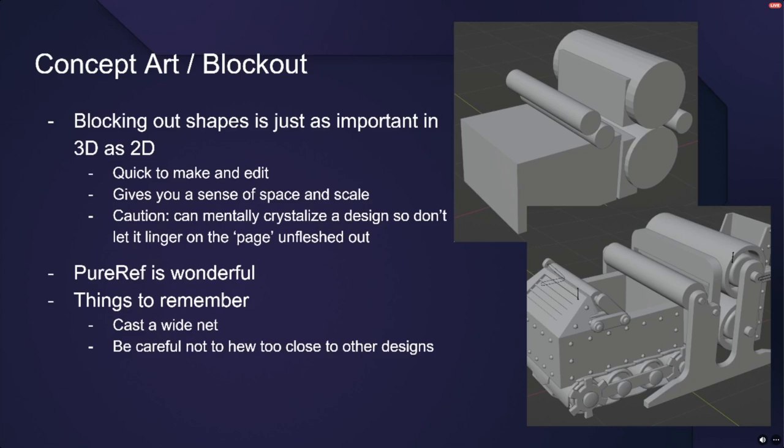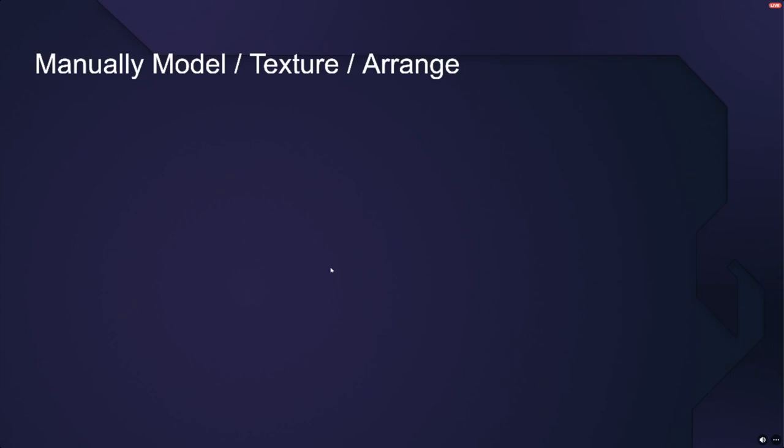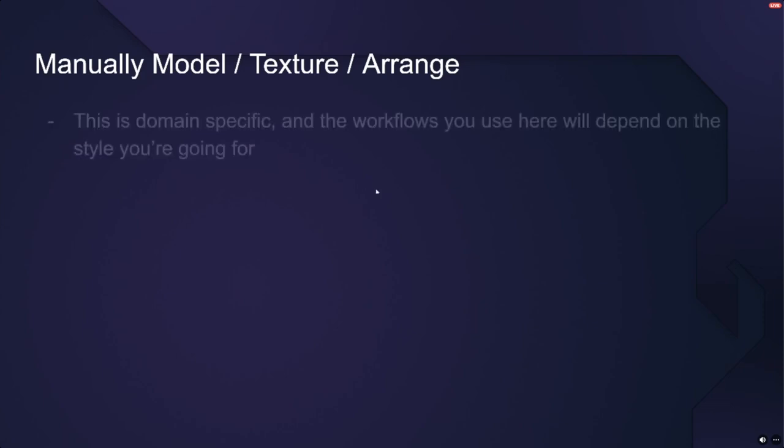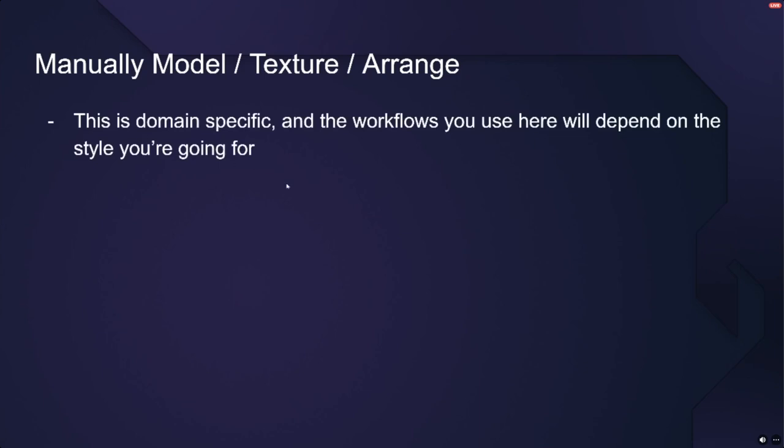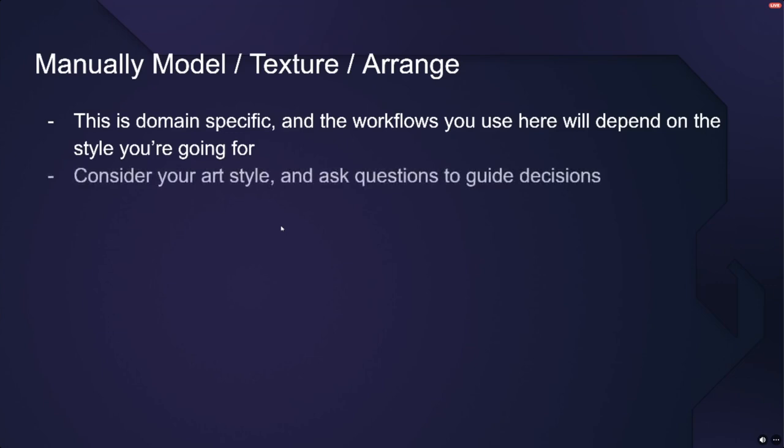This is not necessarily the point of the talk, but this is something to keep in mind as you're doing this. So let's say you wanted to pick the manual modeling and texturing and arranging of stuff. This is still okay. Certainly something that I did. This is going to be domain specific, and the workflows that you'll use here are going to depend on your style. Unfortunately, this isn't something I can speak to because it's going to be whatever you're trying to make. Like for me, in Factorio, I was making models for icons and I was making models for entities. That being said, there are some questions you can ask yourself.